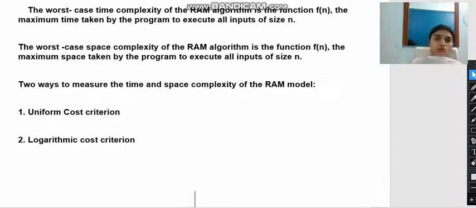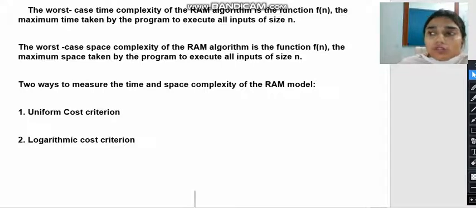So these are the two complexities associated with any algorithm. We have to see the time complexity and the space complexity. Here there are two ways to measure the time and the space complexity of the RAM model. The first one is the uniform cost criteria, and the other one is the logarithmic cost criteria.